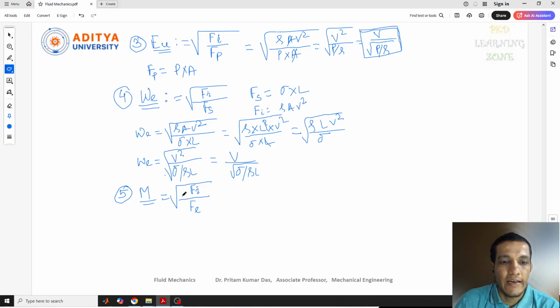So we can say it is the square root of the ratio of the inertia force to the elastic force when the fluid is in fluid condition. So this is about the Mach number. So again we need to find out the elastic force. There also elastic force we calculated, that is E into A. We have already calculated this one in our previous lecture. Again I'll show you how to identify that Mach number value.